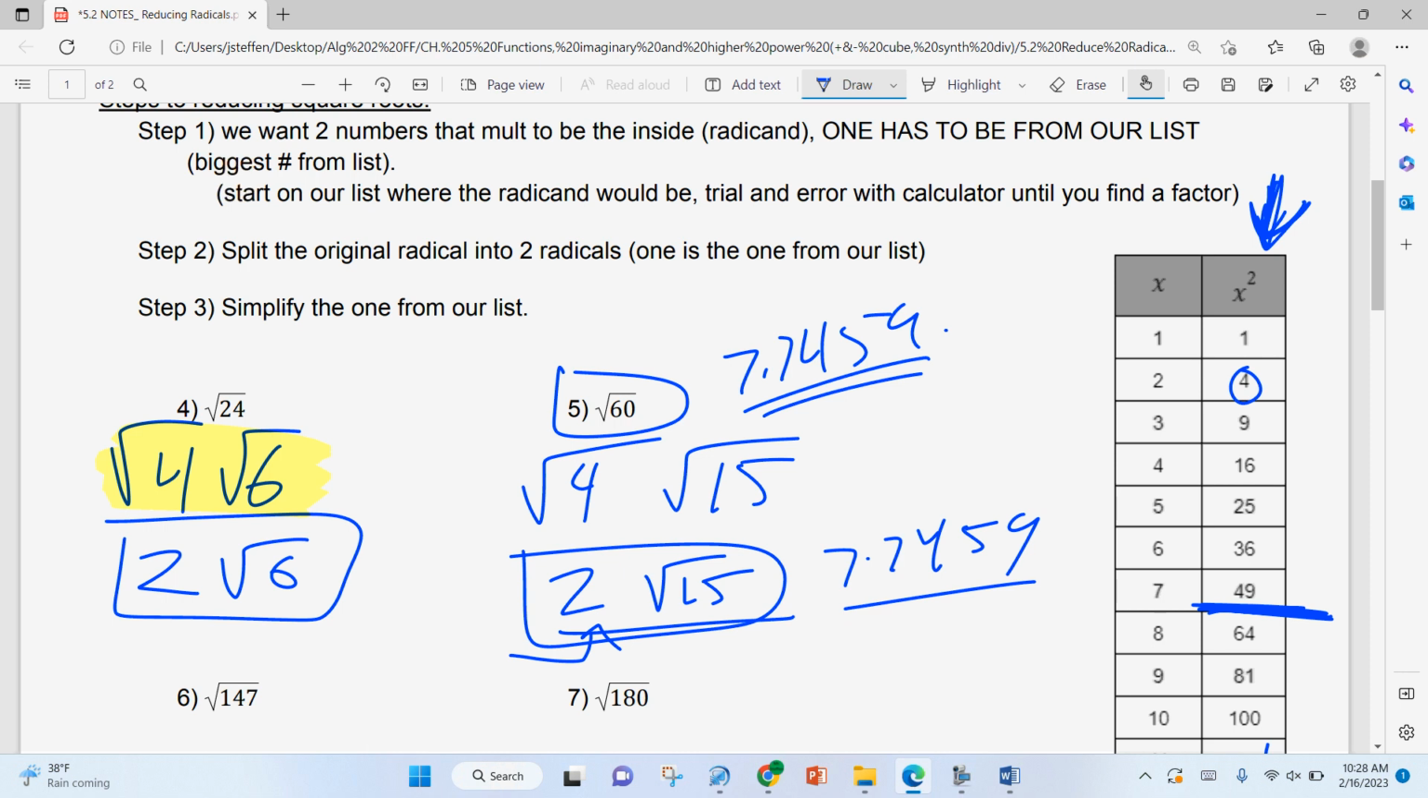That's the whole idea. We're not changing any numbers. We're just simplifying things. It's the same concept as 6 over 8 being the same decimal as 3 over 4. That's the same kind of concept.